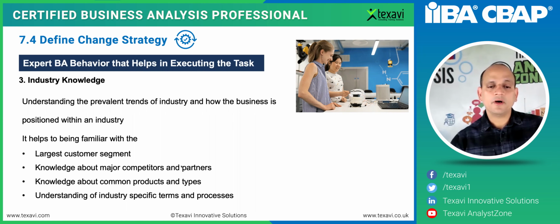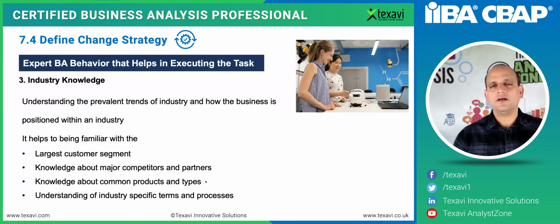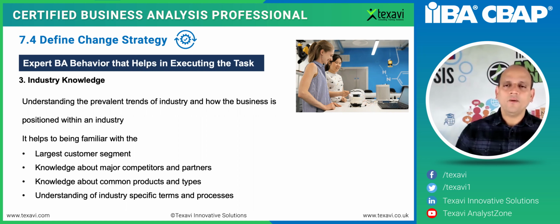And knowledge about common products and types is very important, because again, this is what I was talking about: what these other competitive companies and other organizations in different segments, different industries, are coming up with, what kind of offerings they've got, how innovative their products are, how they are doing it, what kind of practices and processes they are following. All of these are going to be a critical component for us to help analyze and set a strategy for our own organization.